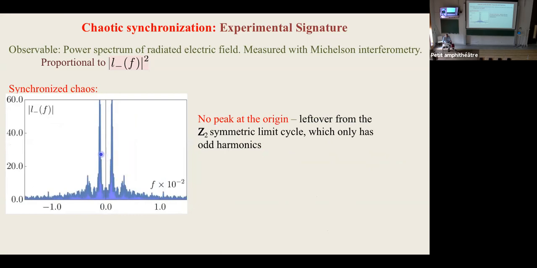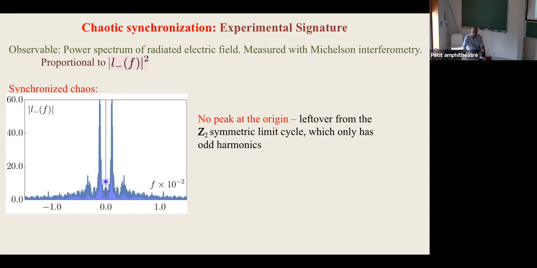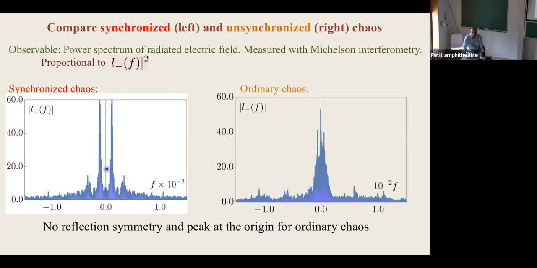Secondly, if you blow this up, you see that actually there is no peak at the origin. This is leftover from the Z2 symmetric limit cycle, which only has odd harmonics, so it doesn't have a peak at 0. If you compare this to ordinary chaos, you see that there is a peak at 0, and there is no reflection symmetry in the ordinary chaos. For example, this shoulder is lower than this shoulder. So that's how you can tell synchronized chaos.